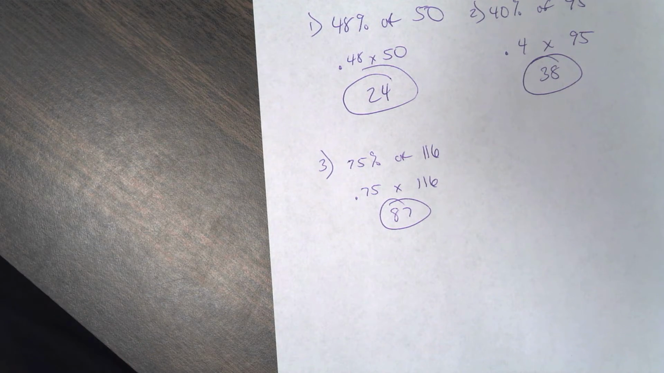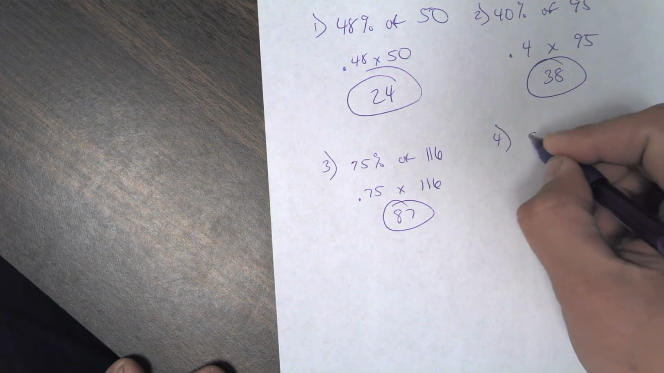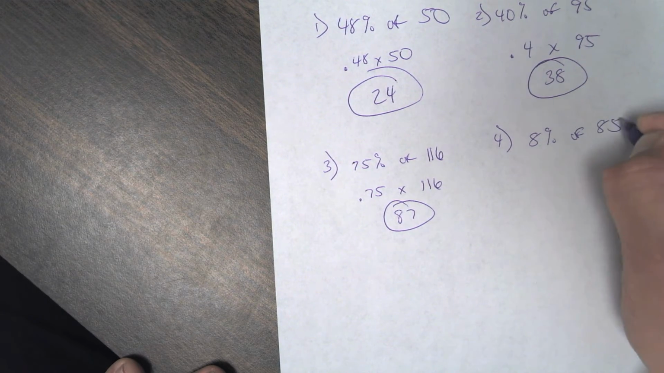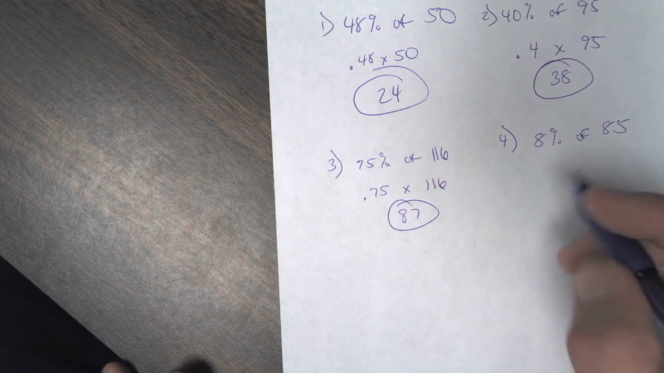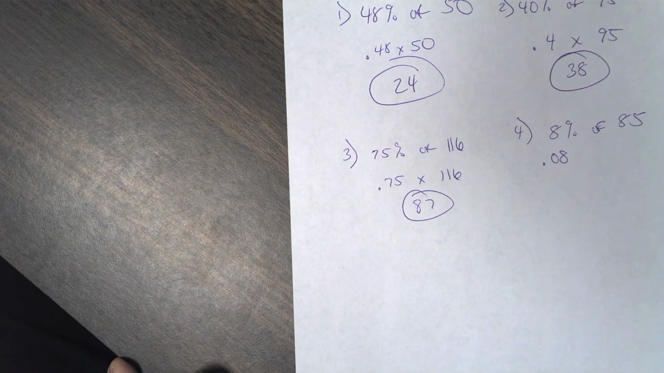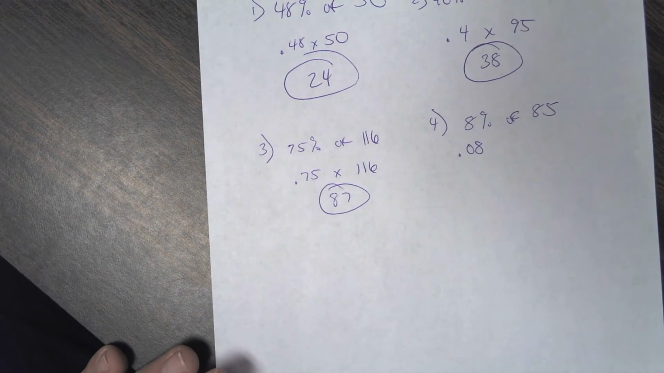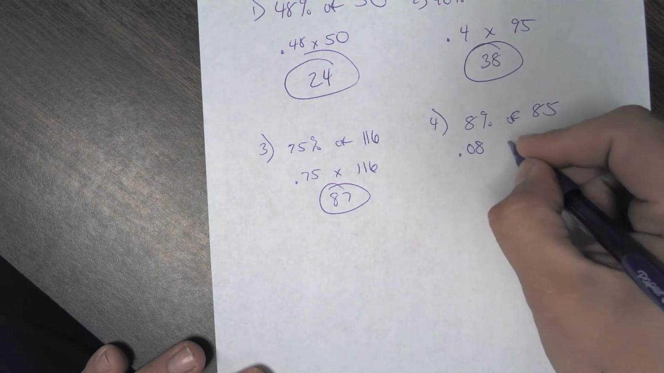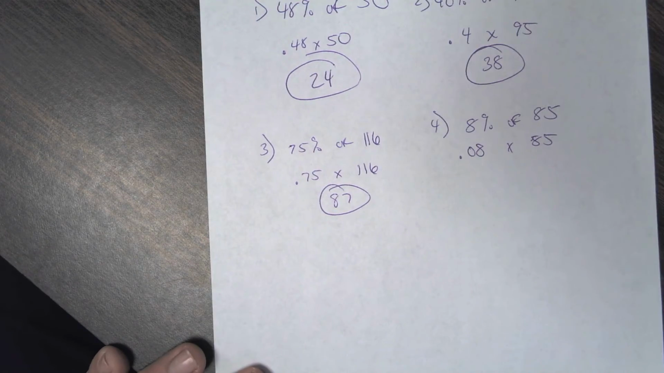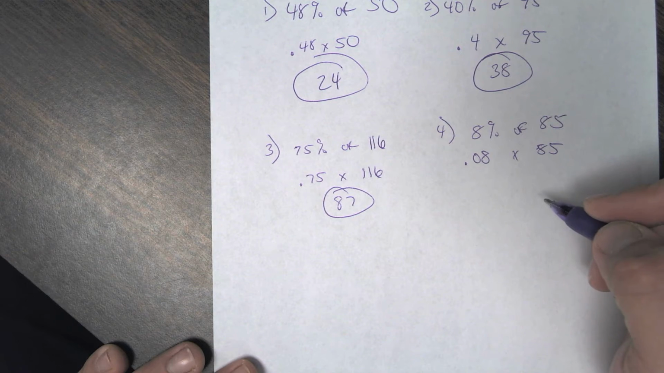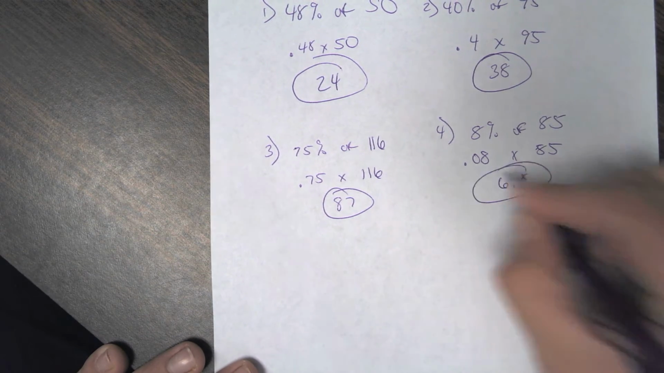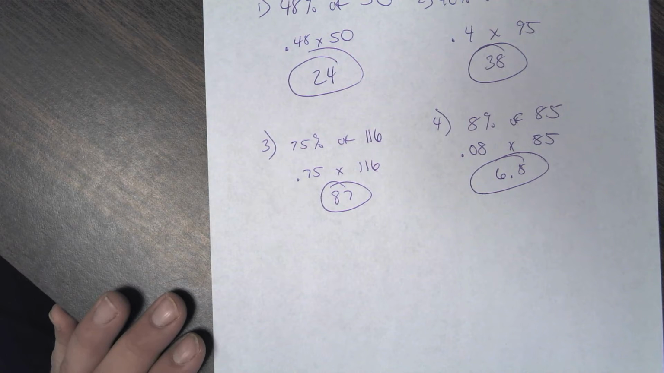Okay. Number 4, 8% of 85. So what's this one going to look like, Camden? 0.0. Good. I'm glad you caught that. Okay, that is 8 hundredths, not 8 tenths, not 0.8. It's got to be 0.08 times 85. And what do you get, Camden? 6.8. You should get a decimal there. It should be a small number.